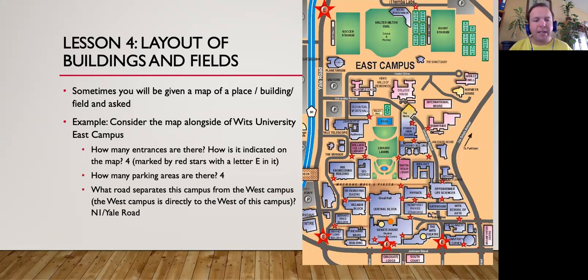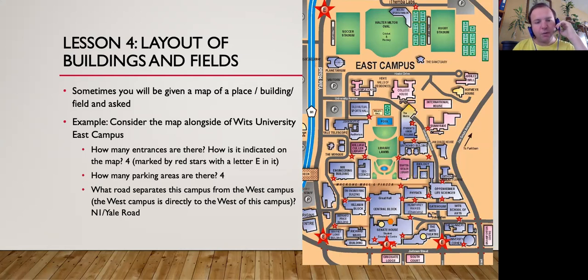First one, how many entrances are there? If you have a look over here, there are 1, 2, 3, 4 entrances. How do you know that they are entrances? Because they are marked with an E. Next question. How many parking areas are there? In this campus, all the parking areas are indicated by P. So over there is a parking area, over there, over there, and over there. So there are 4 parking areas altogether.